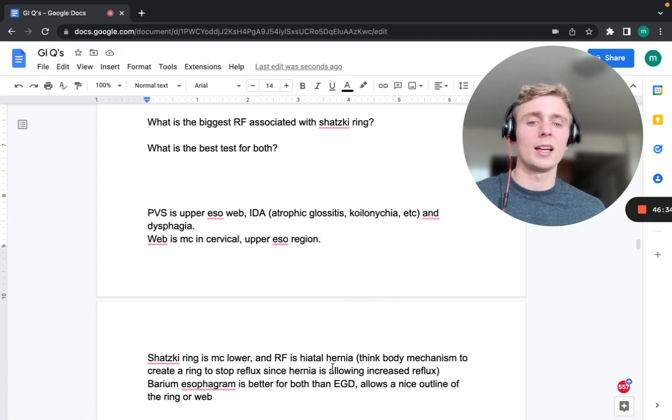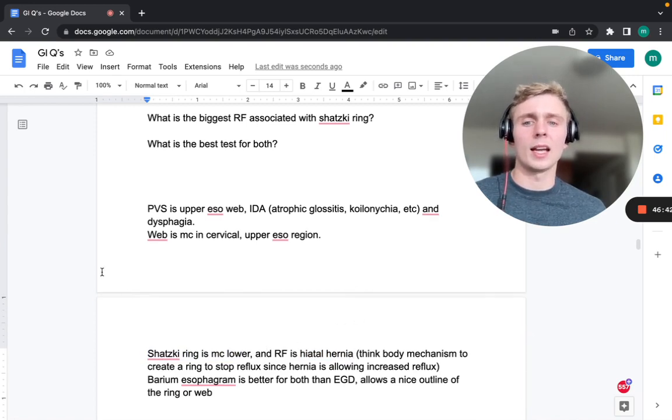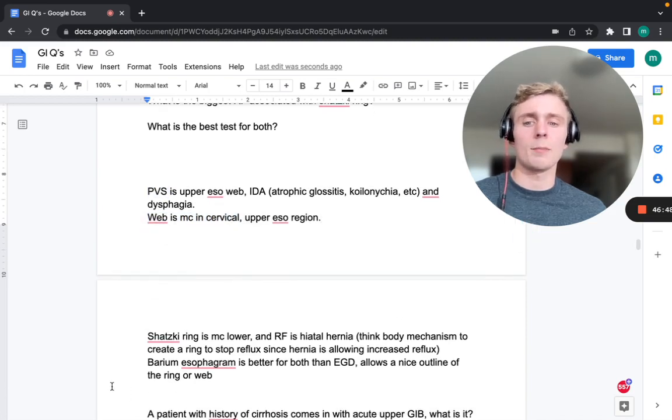So that's how I remember that hiatal hernia, which is associated with some reflux, is a big risk factor for a Schatzki ring. And again, a web is in the cervical region, and that's Plummer-Vinson syndrome associated. And again, barium esophagram is good for both of them. So they're really going to show a nice outline when you put the barium down the esophagus and then take the image. It's going to show a nice line of both of them.